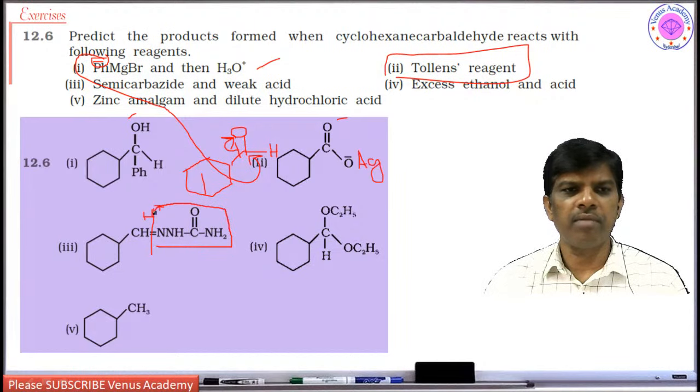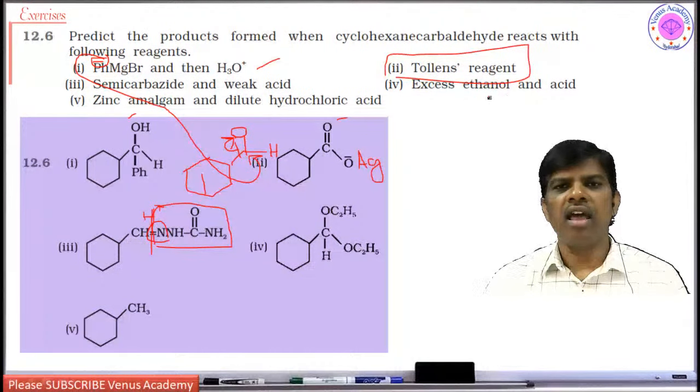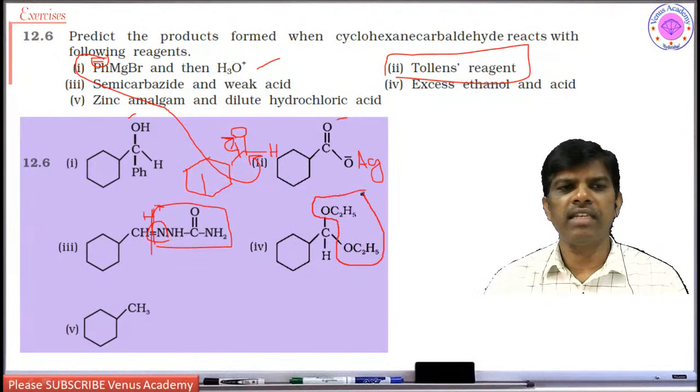How to write? Semicarbazide forms this side. So this nitrogen is going to form semicarbazide. And excess ethanol and acid. Excess ethanol, what is this? Aldehyde forms acetal. It is going to form acetal.